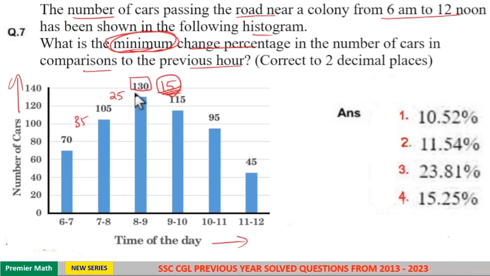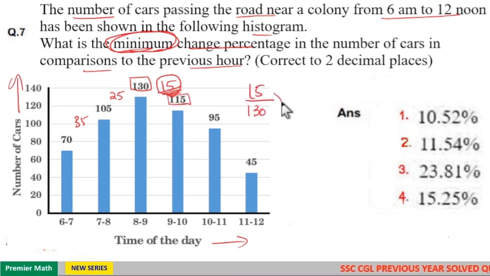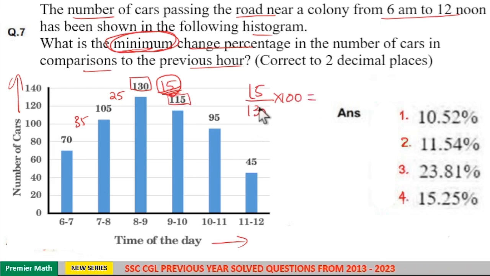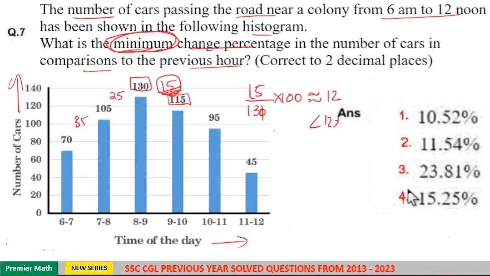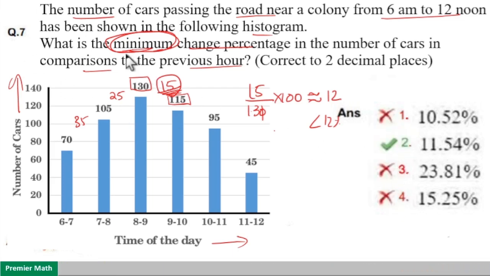That is, in the previous hour the number of cars was 130 and in the current hour the number of cars is 115. Now this 15 change is from this 130. So percentage change is equal to, here 10 percentage of 130 is 13. And 1 percentage is 1.3. So 2 percentage is 2.6. So 13 plus 2.6 is around 15.6, which means this is around 12 percentage and less than 12 percentage. Which means if you look at the options, around 12 percentage and less than 12 percentage is option 2. So 11.54 percentage. Option 2 is your answer.